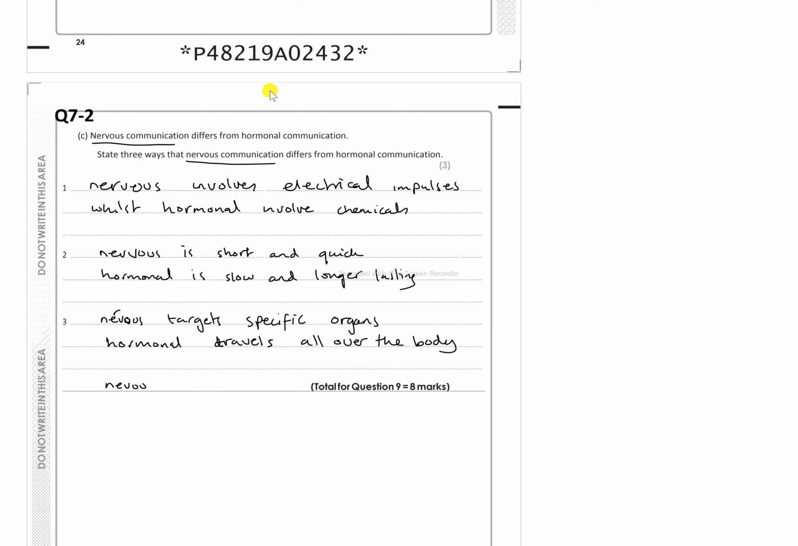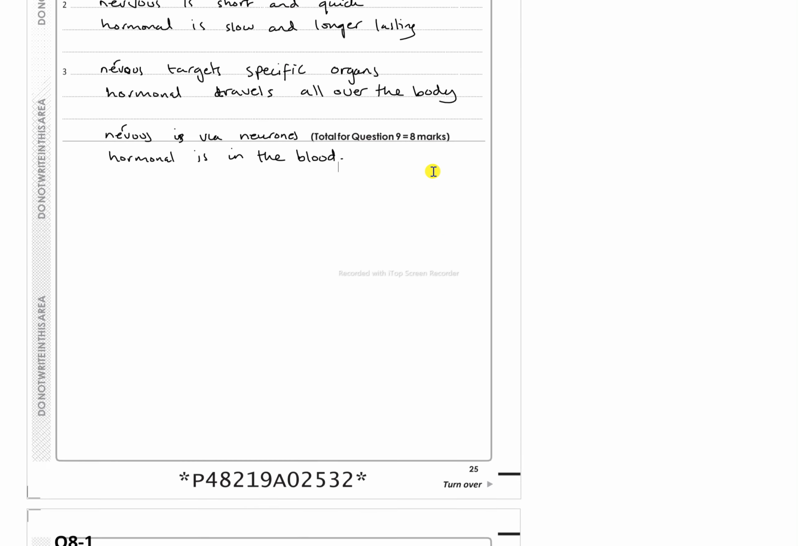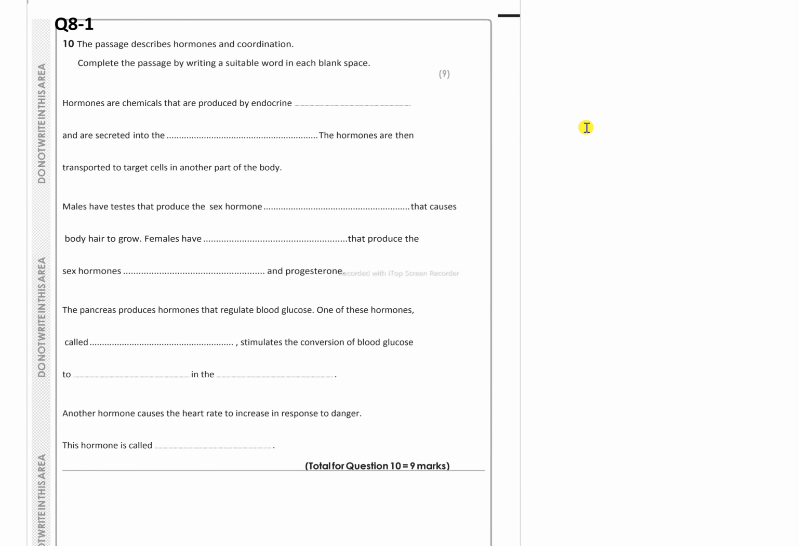Nervous is via neurons, and hormonal is in the blood. And that should cover it. They only want 3. Right, okay. Let's try this one.